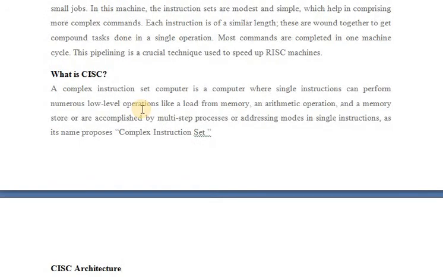Now we will see what CISC is. The complex instruction set computer is a computing design where a single instruction can perform numerous low-level operations, like a load from memory, an arithmetic operation, and a memory store, accomplished by a multi-step process or the addressing modes. While comparing CISC with RISC, RISC is easier. The architecture of RISC is very simple, but the CISC architecture is very complex.